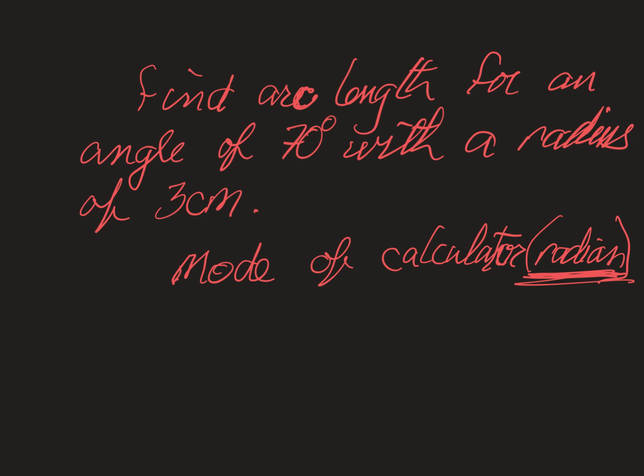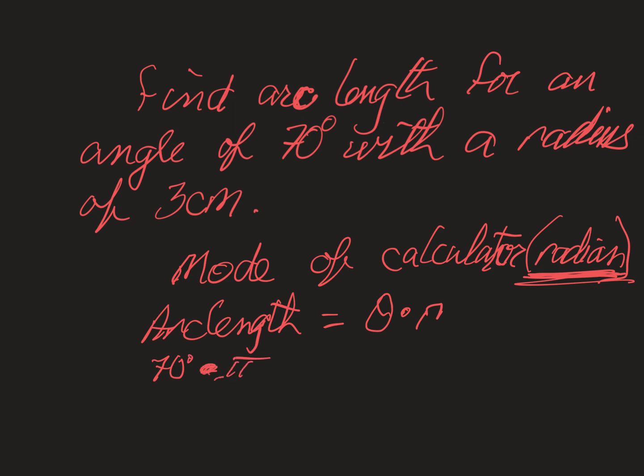The first thing we know is that arc length is equal to theta, the angle in radians, times the radius. In this case, 70 degrees, we want to convert that to radians. So we take pi over 180, and that gives us 7 pi over 18. You can also have that as a decimal, or you can just enter this for your angle in the problem.